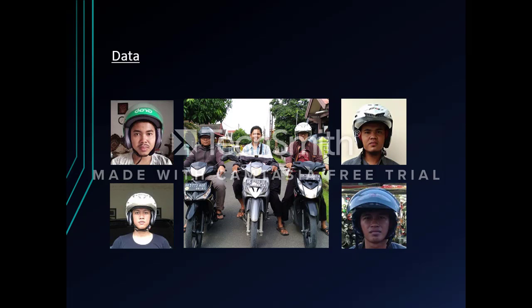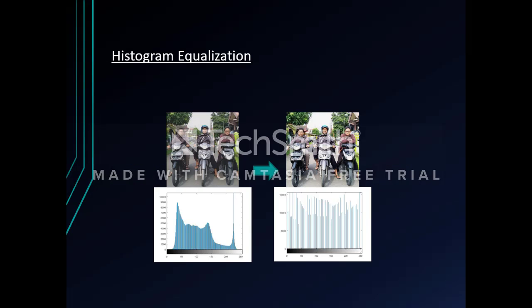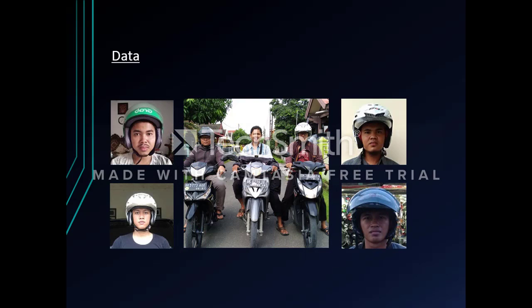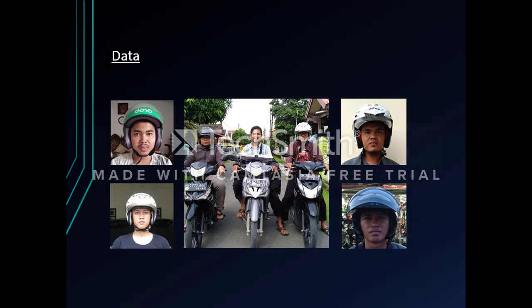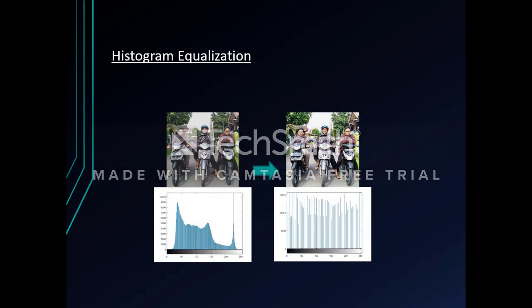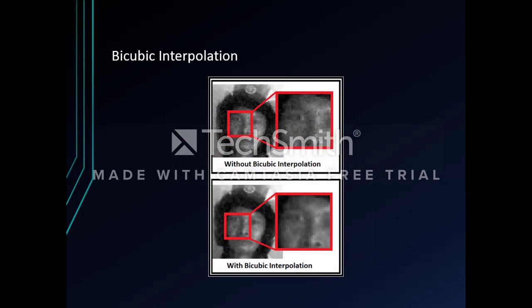And this is the sample we used in the research. This is histogram equalization, which is what we mean by pre-processing of the image. So the contrast will be better, and the face detection also will be better.